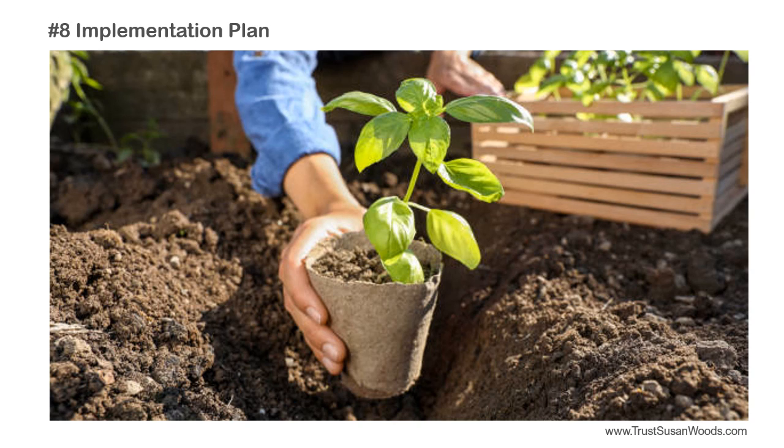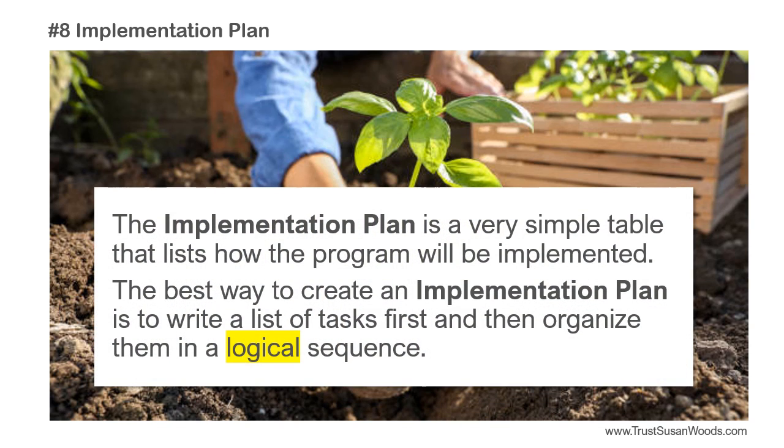Number 8 of 10 is the implementation plan. The implementation plan is a very simple table that lists how the program will be implemented. How are you going to implement the community garden? The best way to create an implementation plan is to write a list of tasks first. Just write down everything first that comes to mind.